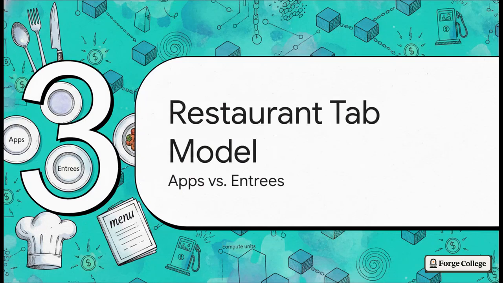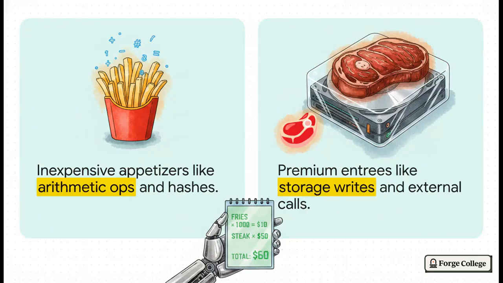Which brings us perfectly to Section 3, the restaurant tab model. Appetizers versus premium entrees. I love this analogy because it just makes so much sense. Just like dining out, your transaction can order cheap appetizers, things like basic arithmetic ops, or it can order premium entrees, like persistent storage writes. And those entrees come with a hefty surcharge for long-term state bloat.